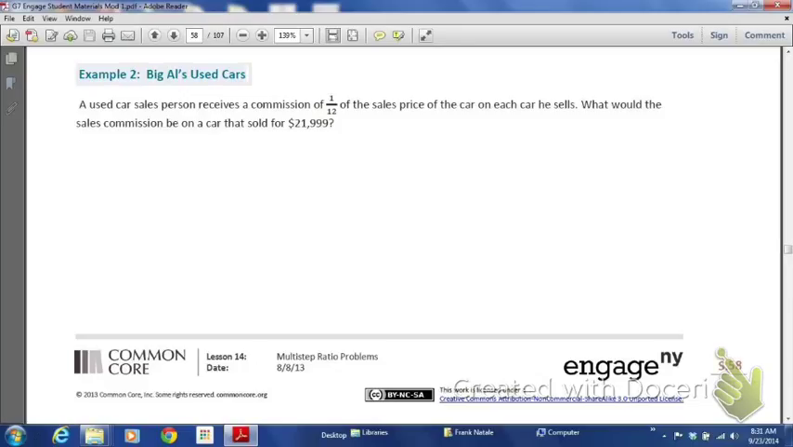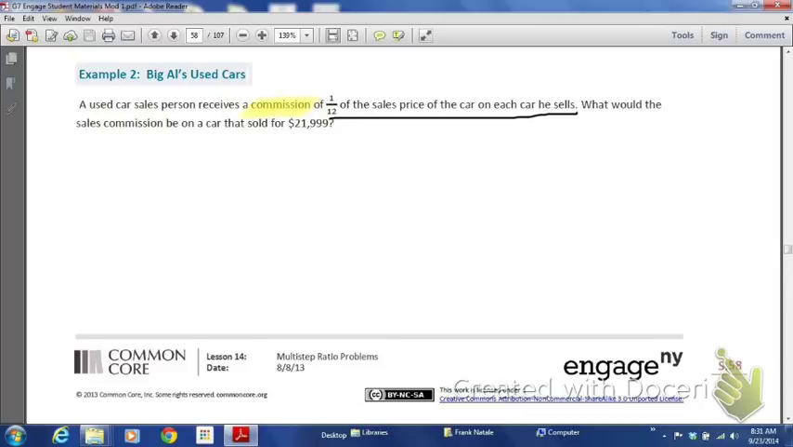Okay, the next example introduces us to another idea, probably one you haven't heard of before, being so young, this idea of commission. Let me read the problem to you first, and then we'll talk about it. A used car salesperson receives a commission of 1/12 of the sales price of the car on each car he sells. What would the sales commission be on a car that's sold for $21,999?